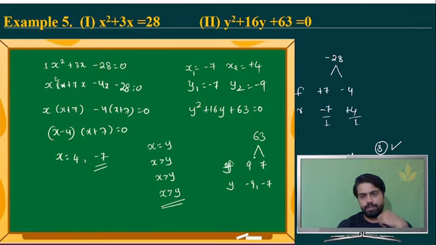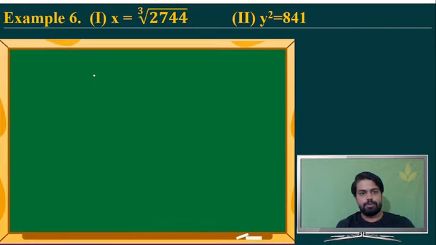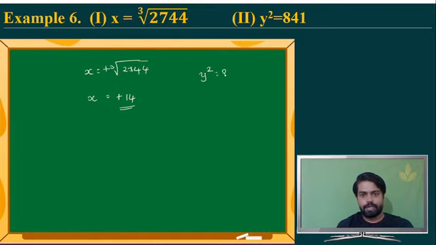This is how we solve the questions. This is a shortcut I'm going to use, and you'll understand better with the next example. What is this? x is equal to cube root of 2744. When they already give the cube root, there is a positive sign here, so x is actually going to be plus 14. Whereas y square is equal to 841. When we have to take the square root, we need to take the two possible signs: y is the square root of 841, which is plus or minus 29.